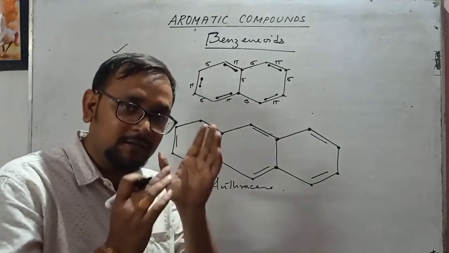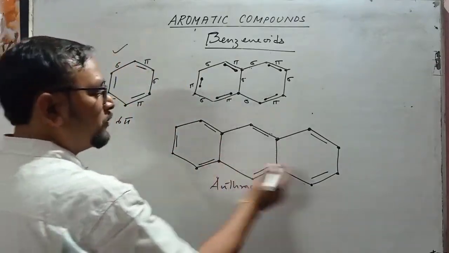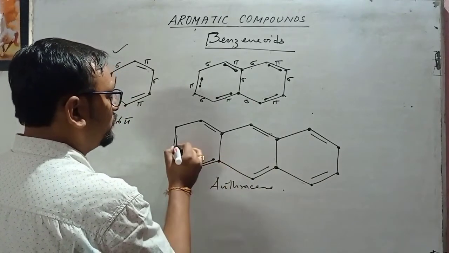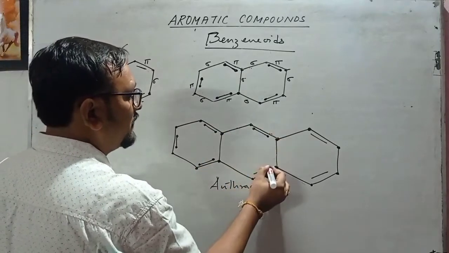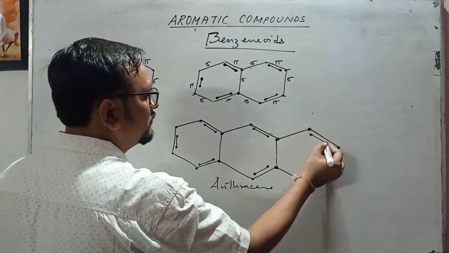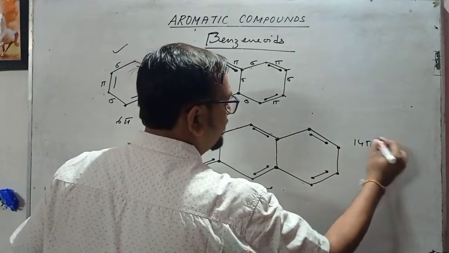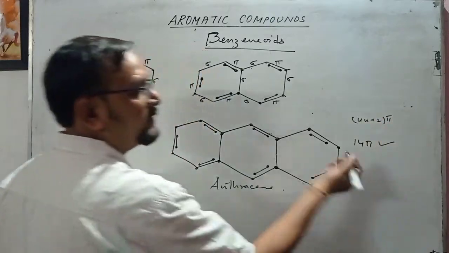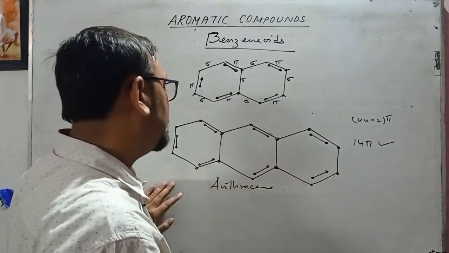Now, is it an aromatic or a non-aromatic compound? Let's see. How many pi electrons are there? 1 2 3 4 5 6 7 8 9 10 11 12 13 14. Yes, 14 pi electrons, which is 4n plus 2 with n equal to 3, which means it is following the Huckel rule. It is a cyclic compound also, you can see here.